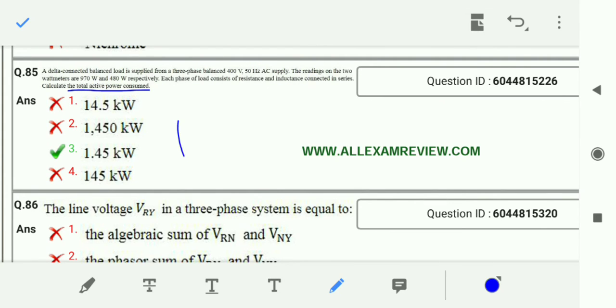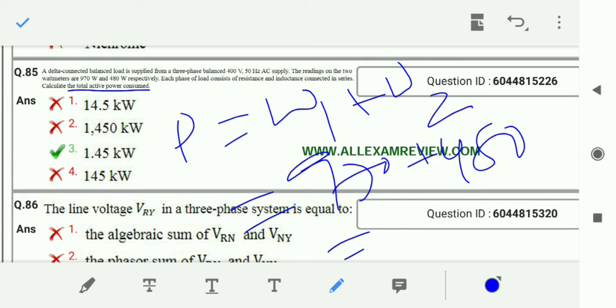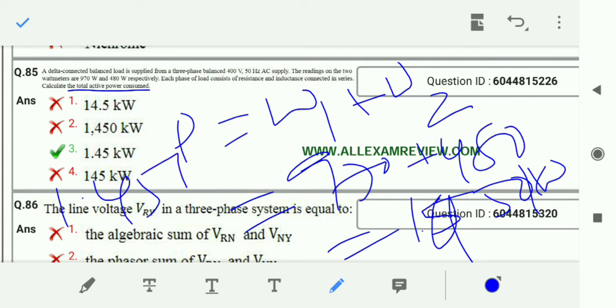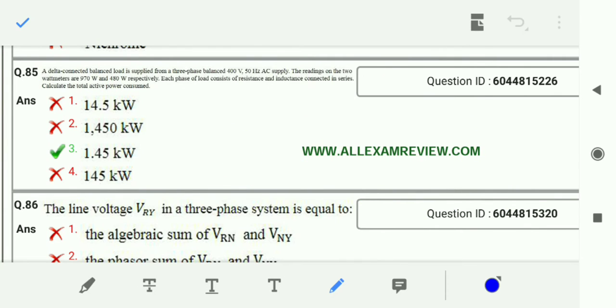Total power consumed is nothing but what, sir? P equal to W1 plus W2. That is equal to 970 watts plus 480 watts. It is equal to how much? 1550 watts, right? Sorry, 970 plus 480 is equal to 1450. So that is equal to 1.45 kilowatt. So option 3 is right.